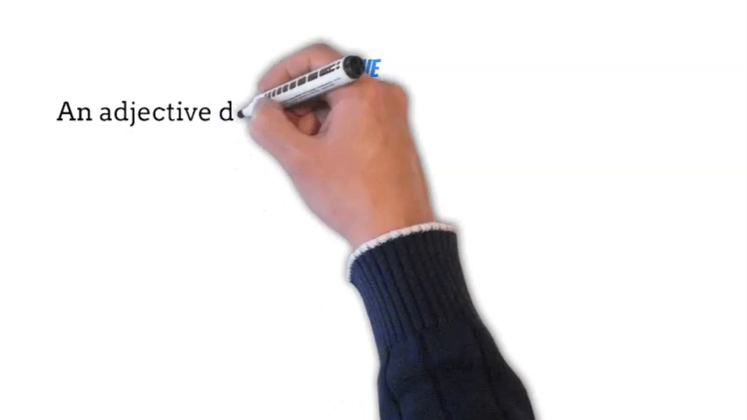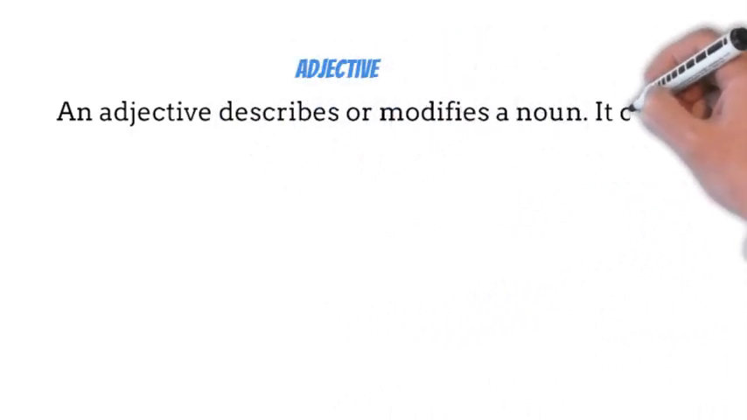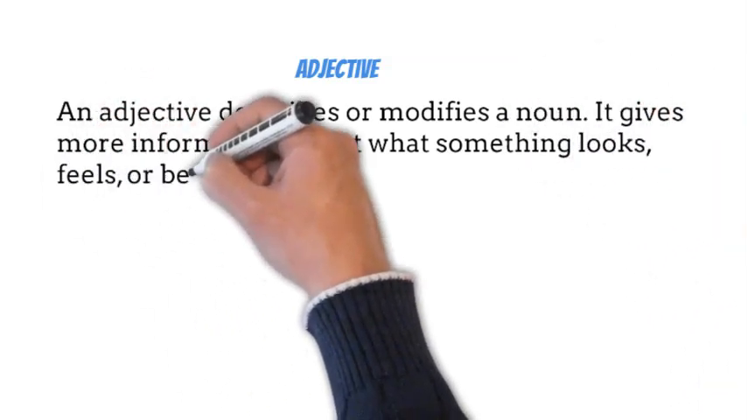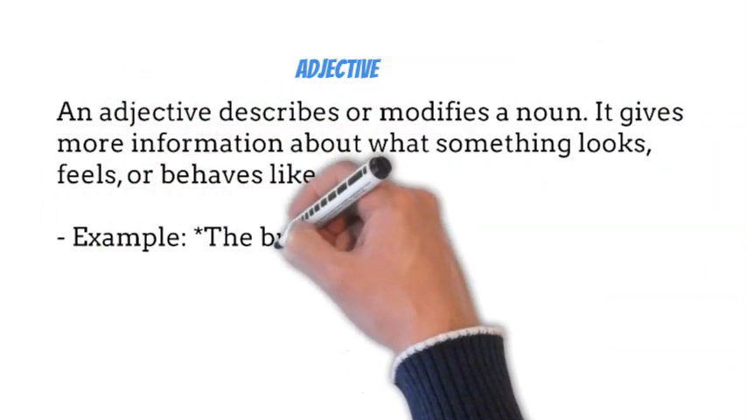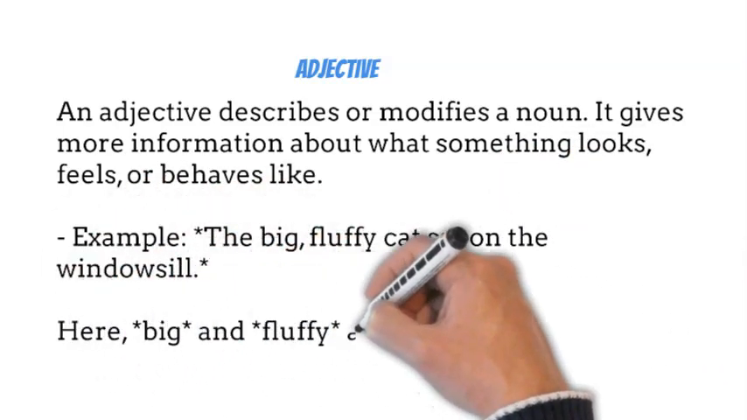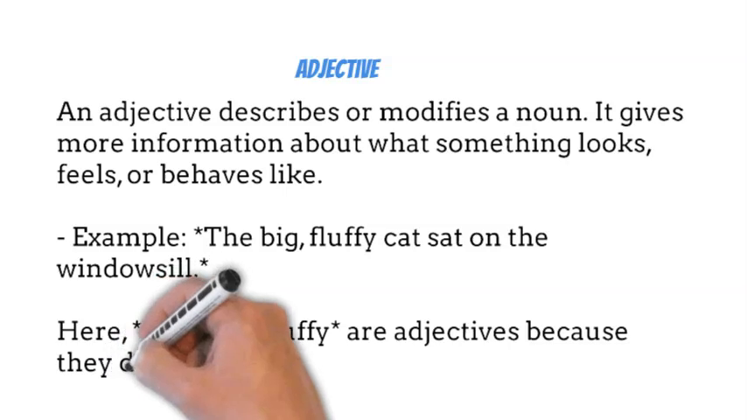Adjective. An adjective describes or modifies a noun. It gives more information about what something looks, feels, or behaves like. Example, the big, fluffy cat sat on the windowsill. Here, big and fluffy are adjectives because they describe the cat.